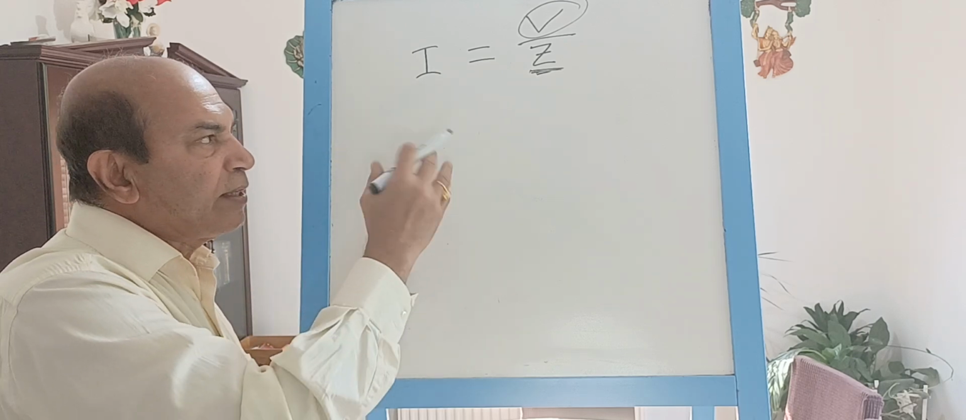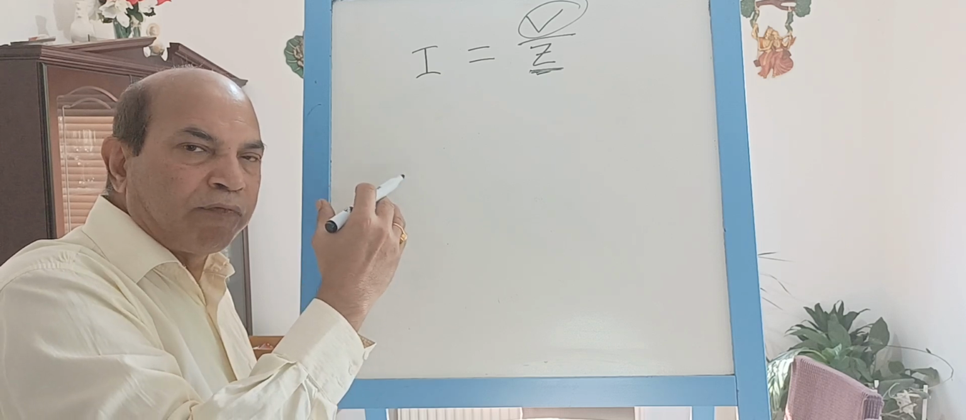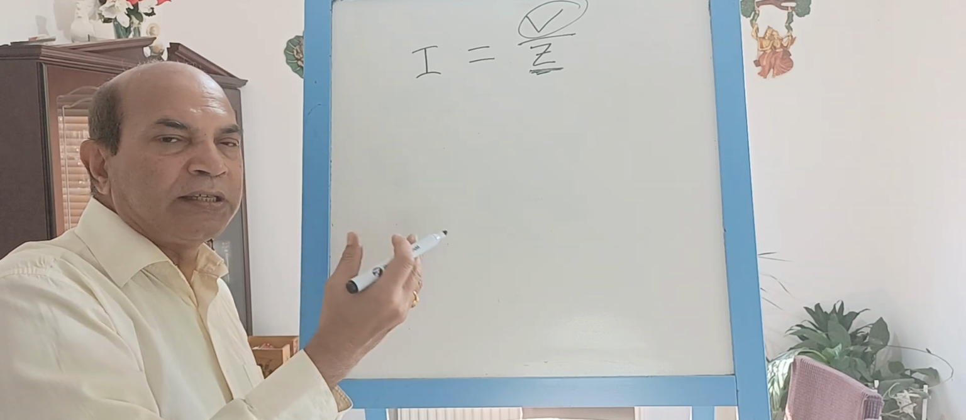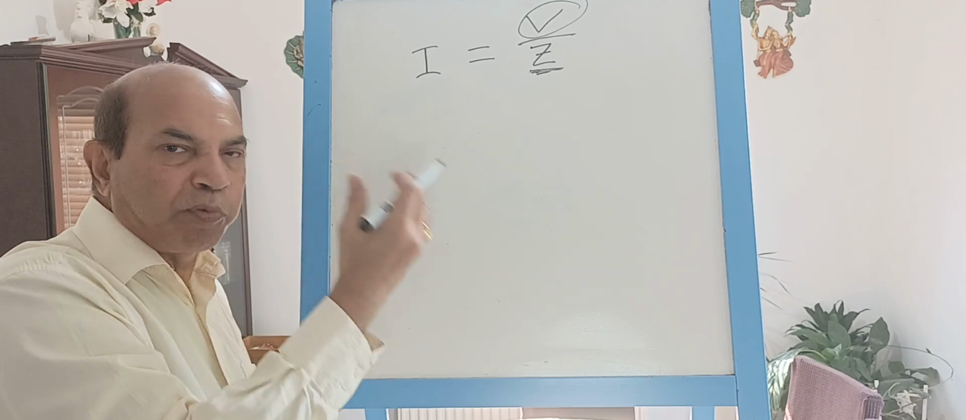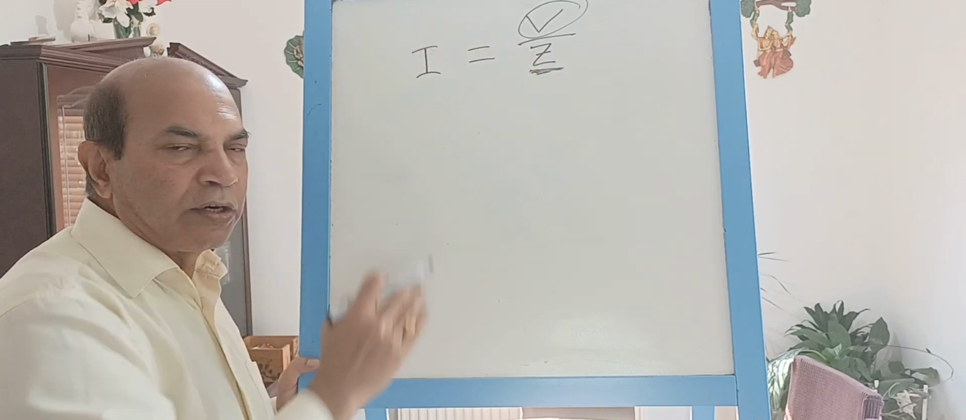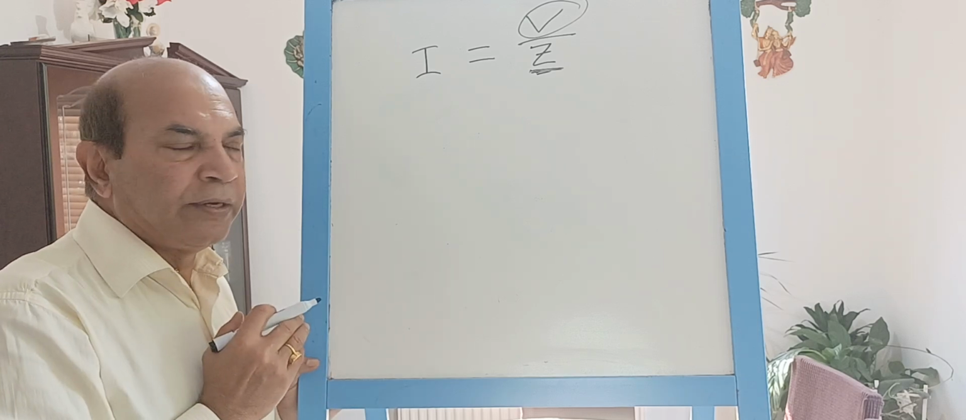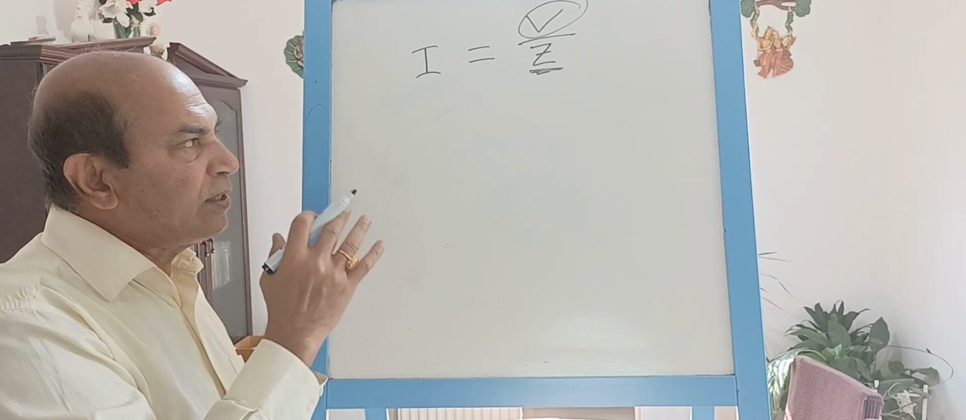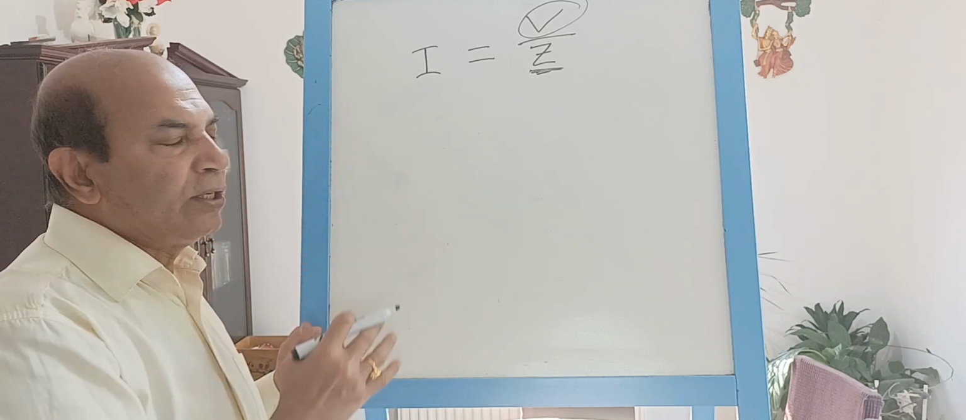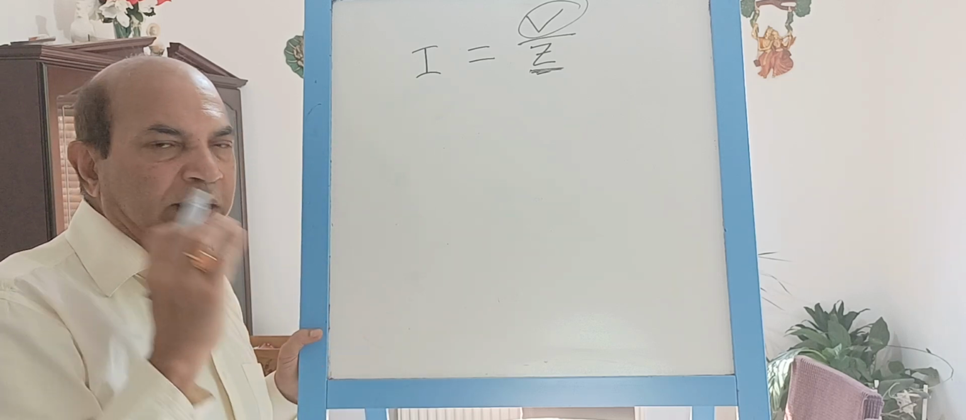So the current in the circuit is decided by the impedance in the reverse order, or it is a reciprocal. It is not proportional. It is inversely proportional. You can say current is inversely proportional to the impedance of the circuit. Now this impedance for the DC circuit, we have already said it is only the resistance, but in the AC circuit this impedance has two parameters.